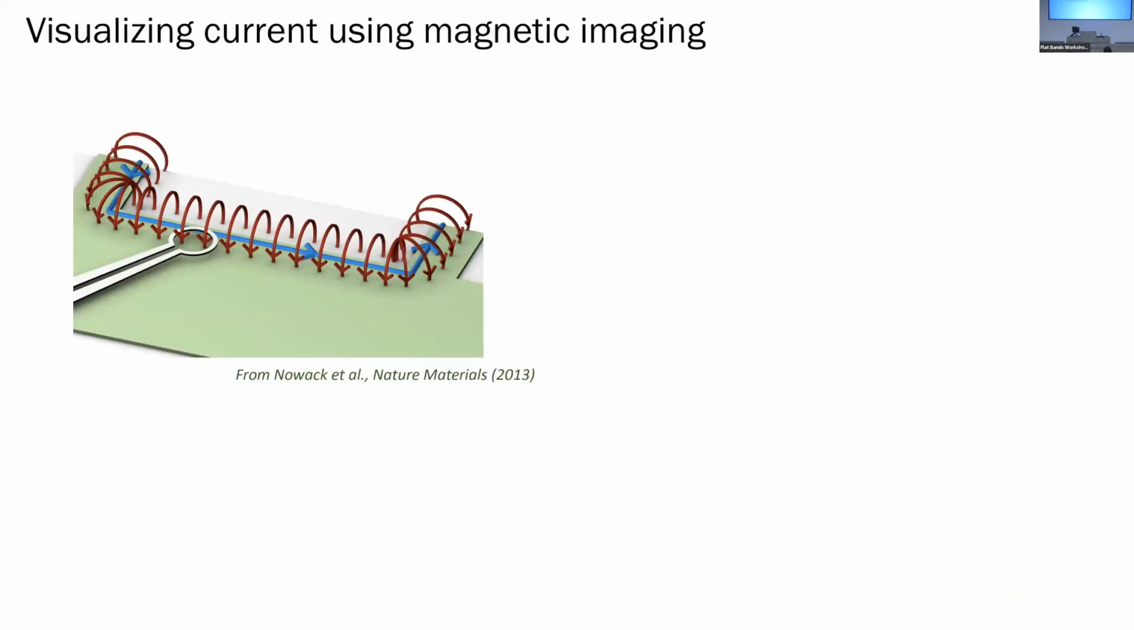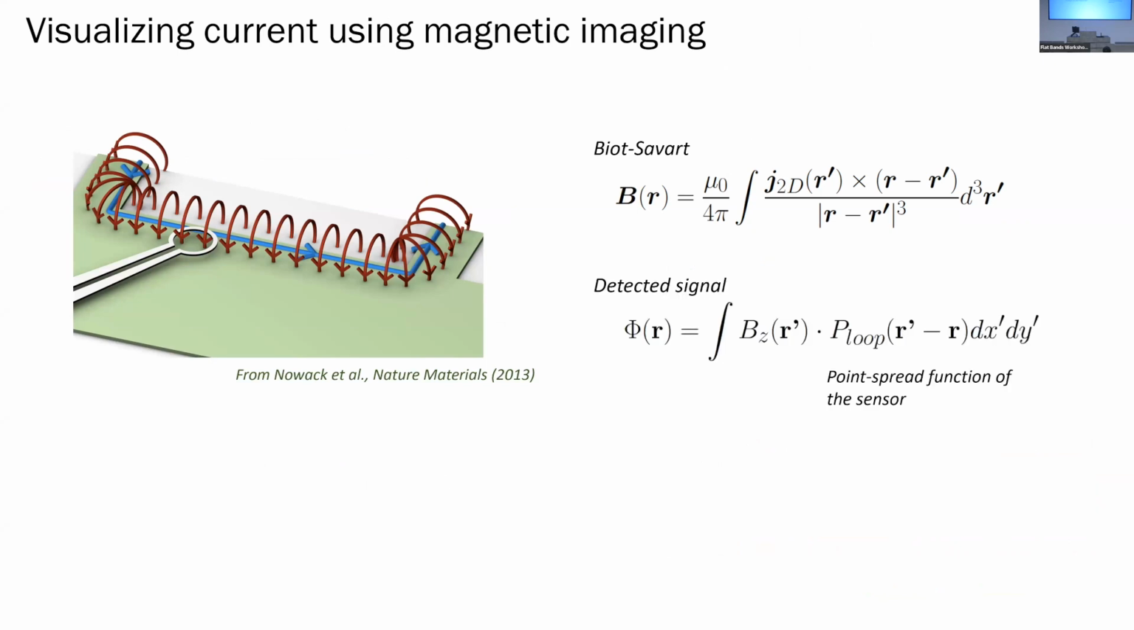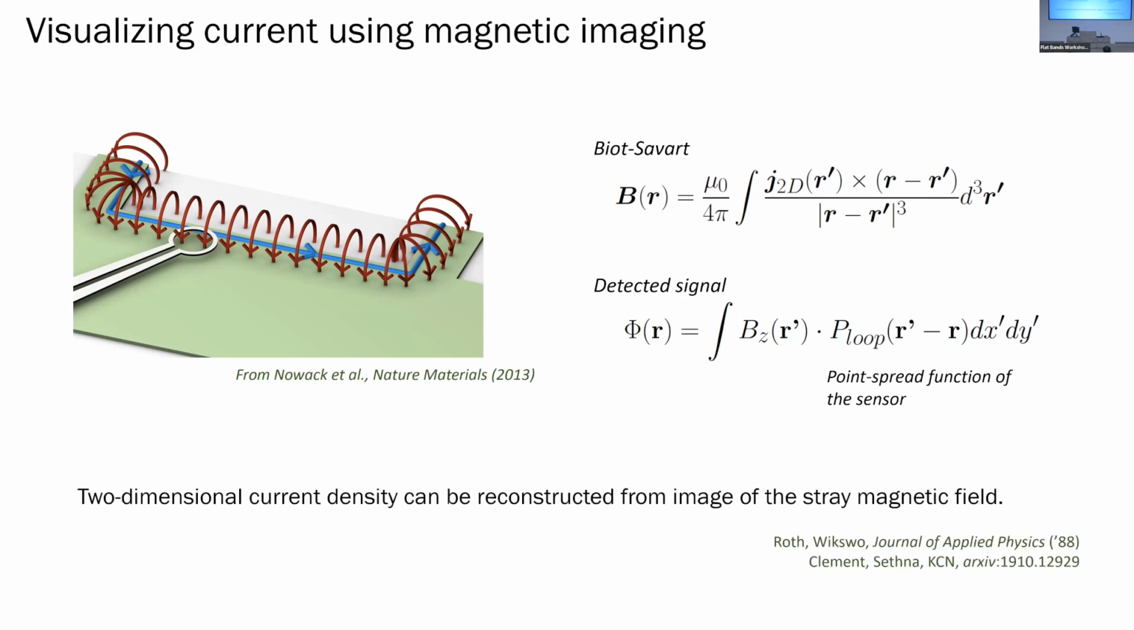Okay, great. And we have just the right tool to image exactly that. So here's your favorite magnetic sensor. If you have a current flowing in a sample, the Biot-Savart law tells you how the magnetic field that current produces looks like. Then you come in with your favorite sensor. In this case, I wrote it down for a sensor that detects the Z component of this magnetic field. And then there might be a point spread function associated with your sensor. And then this is the signal that you measure. And it turns out if the current is two-dimensional, you can actually, from an image of this detected signal, reconstruct what the current density was.